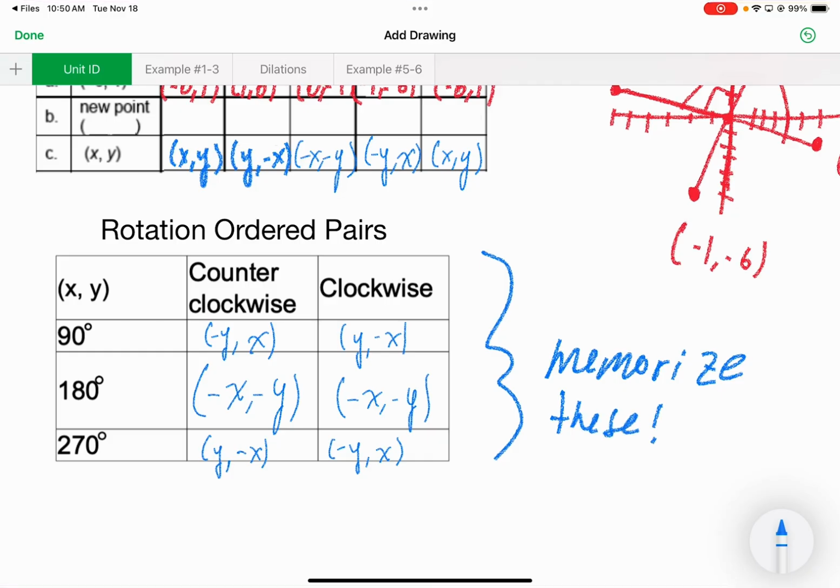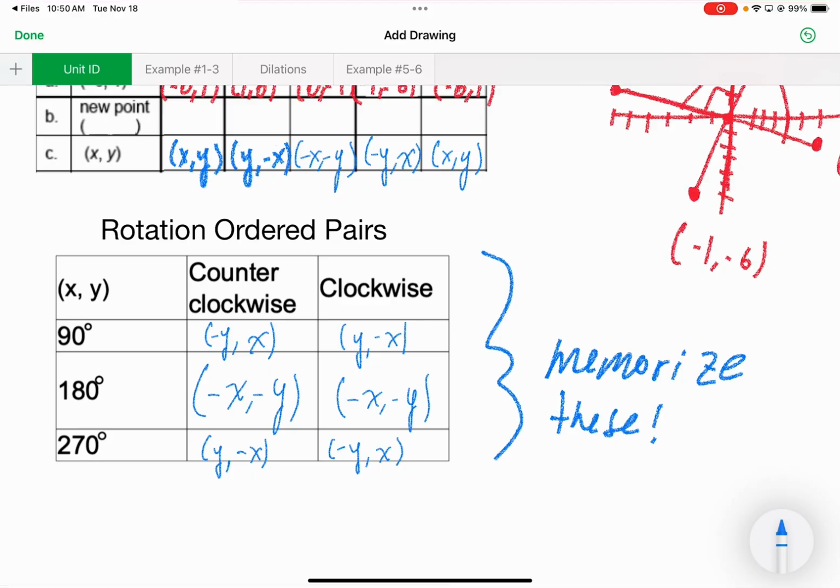You got to memorize them. These ones you got to know. It's a good time to make flashcards. So if you're a flashcard kind of individual, this would be a perfect thing to put on a flashcard. Counterclockwise 90, on the back you put negative y, x, okay? If you're not a flashcard kind of person, this would be a good time to try it out.